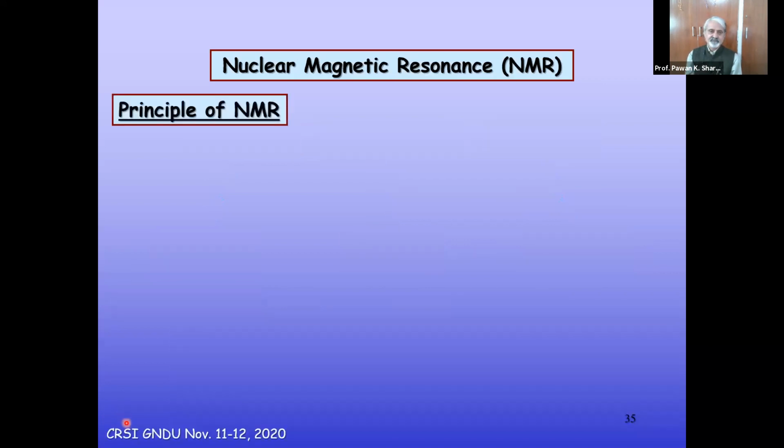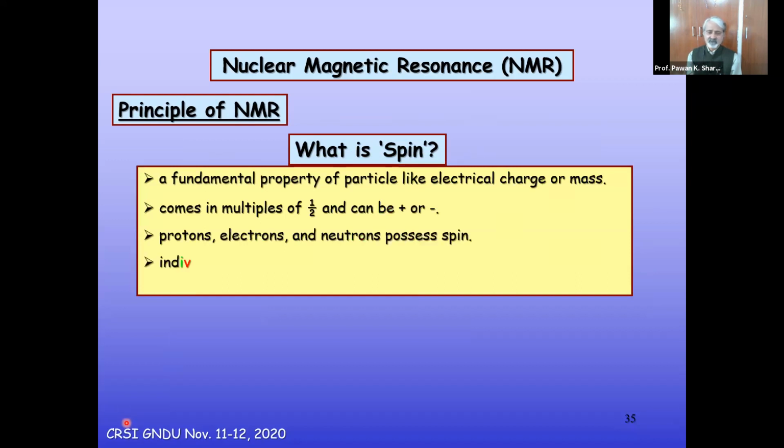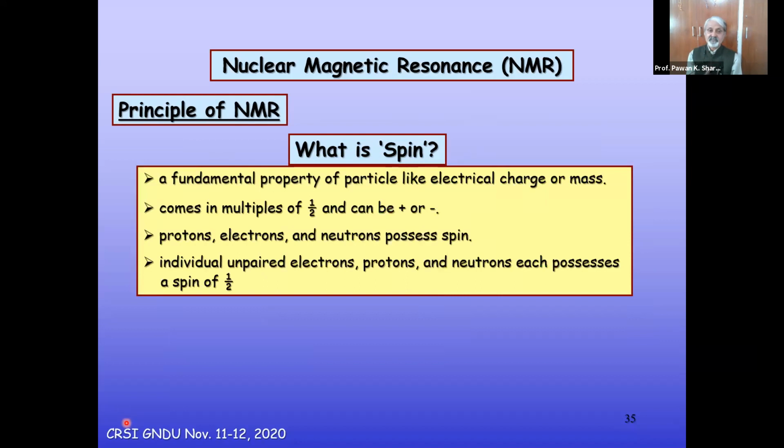Now we all know, you all have studied, that the principle of NMR is spin. But what is spin? Basically, all nuclei have a property called spin. And spin is a fundamental property of the particle, just like electrical charge or mass. As charge and mass are fundamental properties, spin is also a fundamental property. It comes in multiples of half, and it can be positive or negative. That means spin can be plus half, minus half, plus 1, minus 1, plus 1.5, minus 1.5, multiples of half.